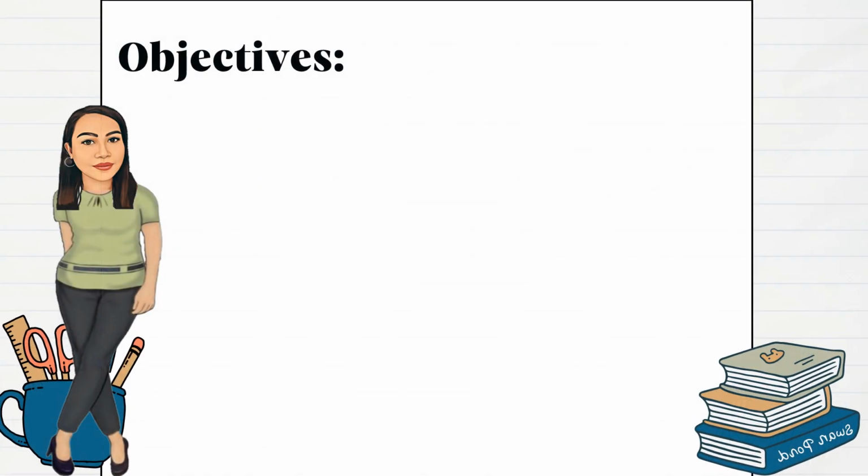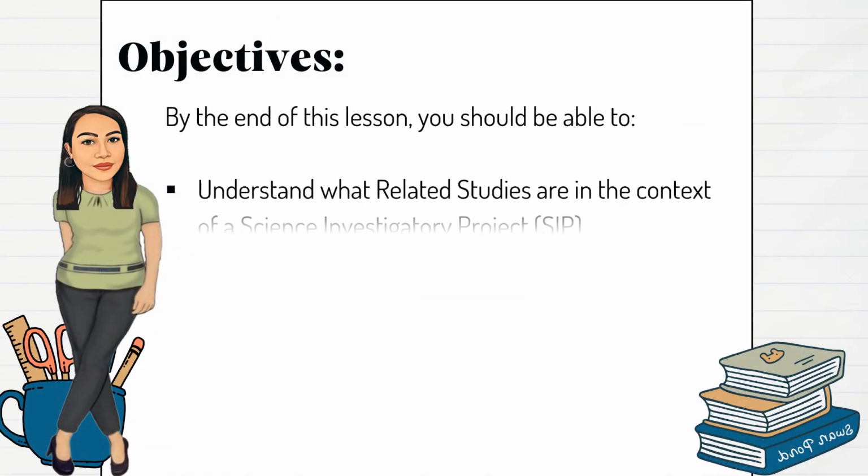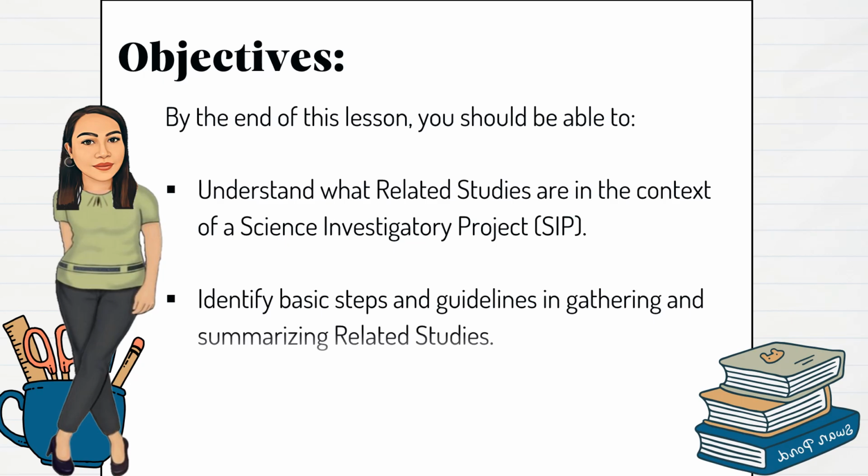By the end of this lesson, you should be able to understand what related studies are in the context of a science investigatory project, SIP, and identify basic steps and guidelines in gathering and summarizing related studies.